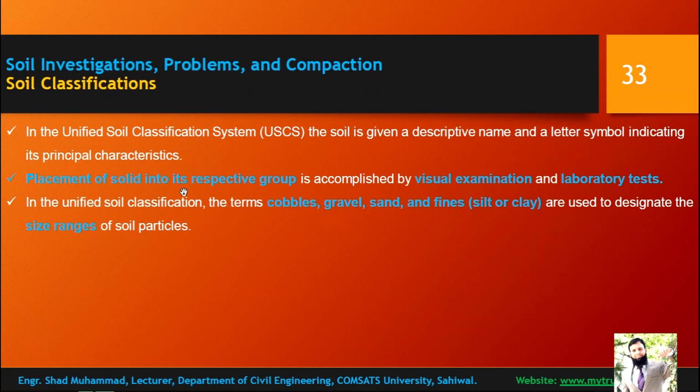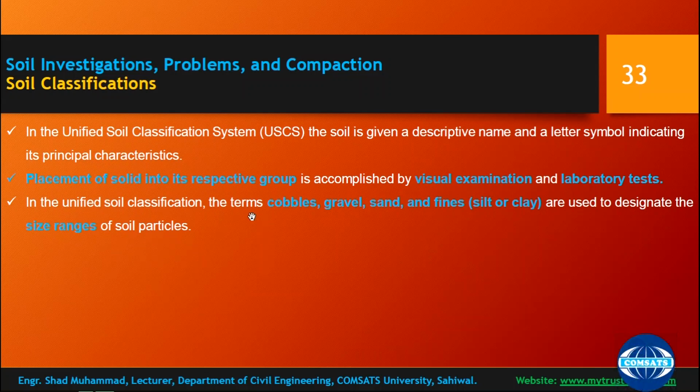Placement of the soils into their respective groupings is accomplished by visual examination and laboratory tests. So how are you going to specify the group according to the soil, based on visual examination and laboratory test? In the Unified Soil Classification, the terms cobbles, gravel, sand, fines, silt or clay are used to designate the size ranges of soil particles.